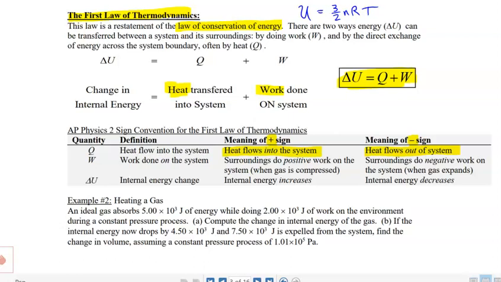So if you do work on the gas and you compress it, that's positive. If the gas does work on the surroundings, it pushes outwards, volume expands, then that work is negative. So positive work is done when the gas is compressed, negative work is done when the gas expands. And that internal energy change comes from the sum of these two.